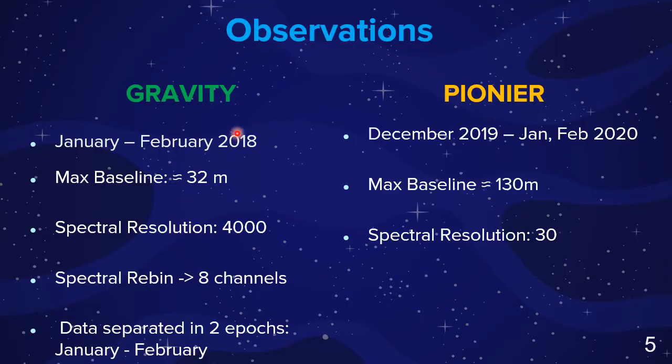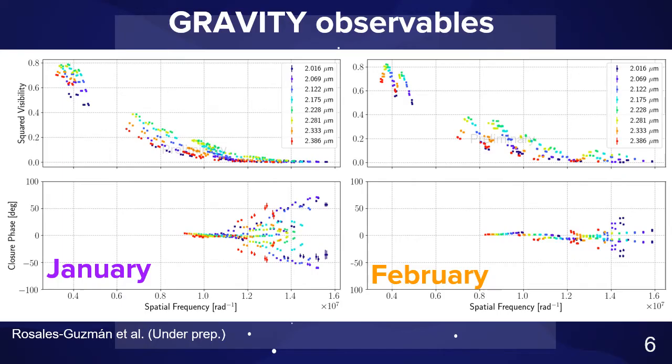In this slide, I'm showing you the interferometric observations carried out with each instrument. In the case of our GRAVITY observations, we applied a spectral rebinning to only 8 spectral channels. Also, we separated and analyzed our data into 2 epochs, January and February. These are our GRAVITY observables, squared visibilities and closure phases. Each color corresponds to a different spectral channel.